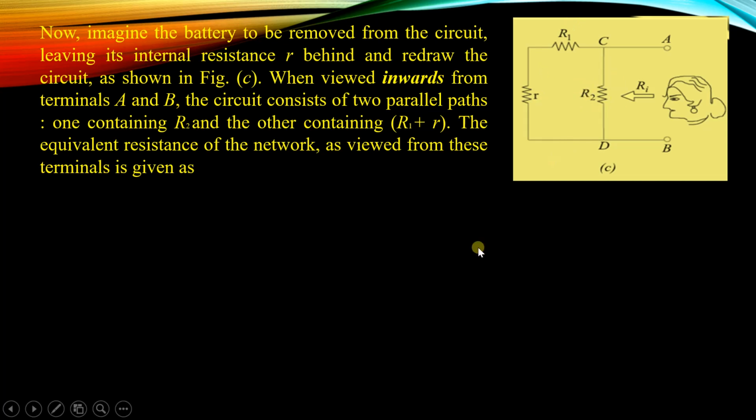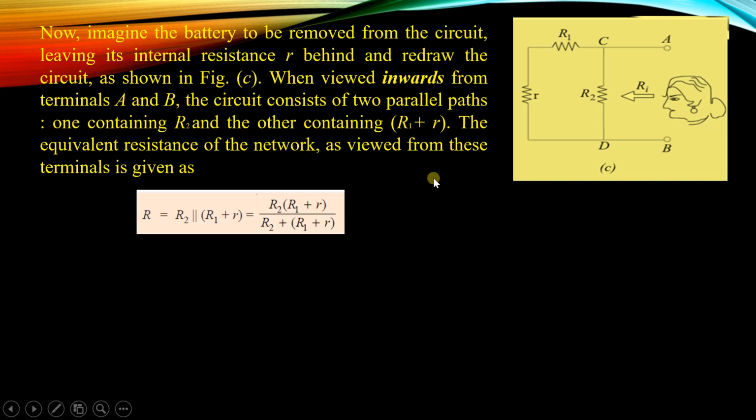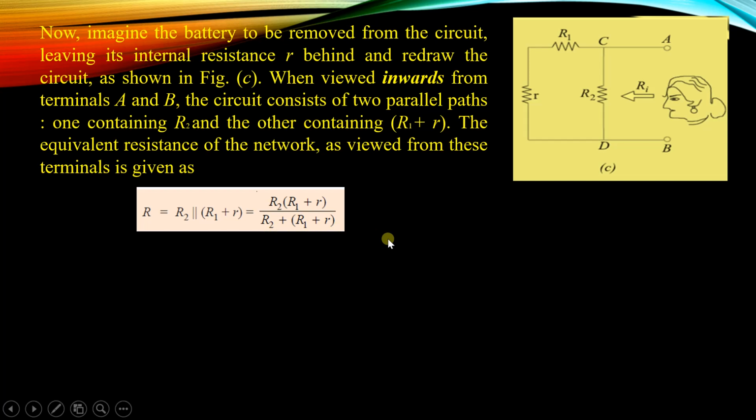Now imagine the battery to be removed from the circuit, leaving its internal resistance r behind, and redraw the circuit as shown in the figure. When viewed inwards from terminals A and B, the circuit consists of two parallel paths, one containing R2 and the other containing R1 and r. The equivalent resistance of the network as viewed from these terminals is given by R is equal to R2 in parallel with R1 plus r. We solve this equation and we find R2 into R1 plus r upon R2 plus R1 plus r.